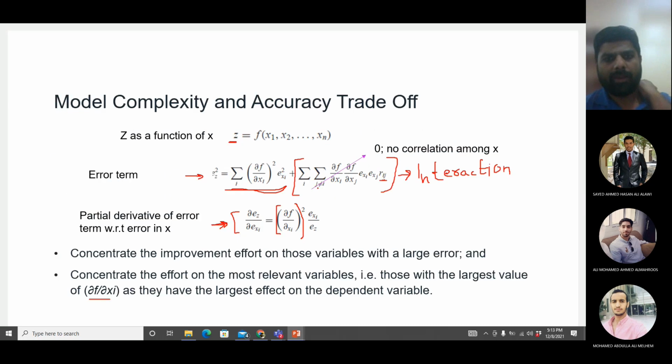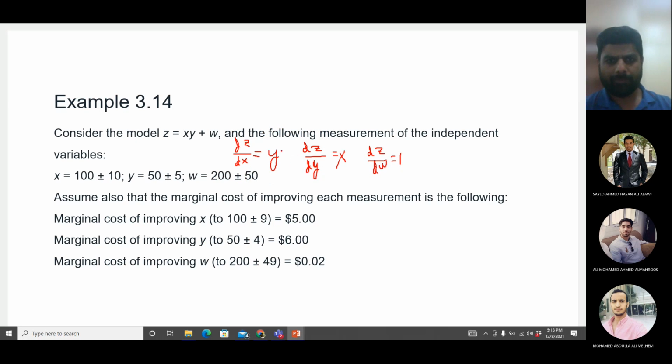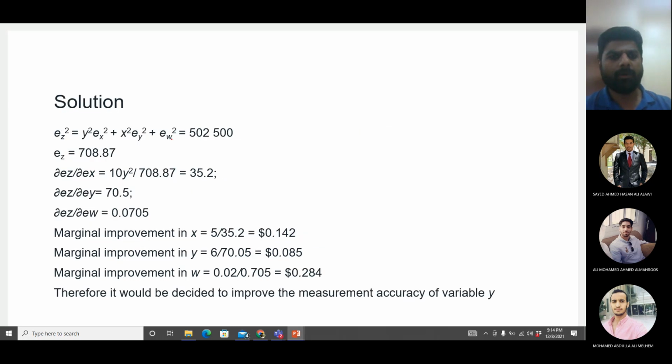Okay, and then if I go here, I need what? For the complete error term, I need to do the square for each partial differentiation into the error term square. Okay, so for example, Y square into what was, so this is the partial differentiation with respect to X, right? So I'll multiply with the square of the error term for X, which is 10. So Y square into 10 square plus X square into 5 square plus simply 50 square. Okay, so this is what they are doing here.